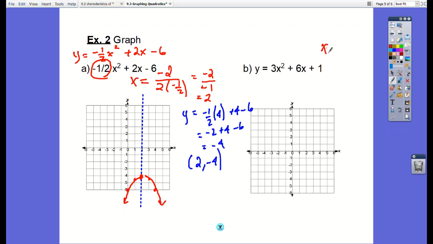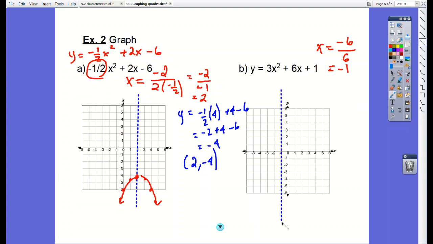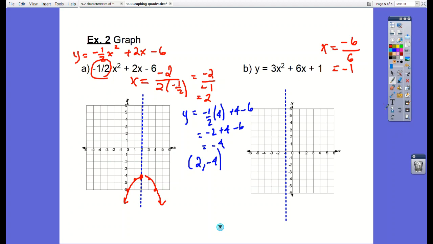So somebody fill in our axis of symmetry equation. Let's hear from new people. Lily. It's negative 6 over 6, which means x equals negative 1. Awesome. So we can draw our axis of symmetry if we want. It's right there. And then plug this in.